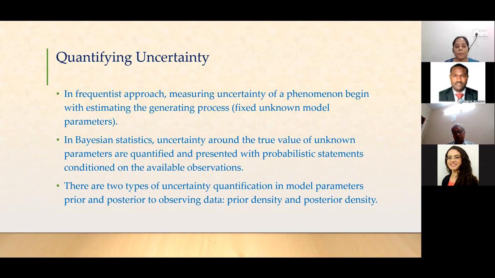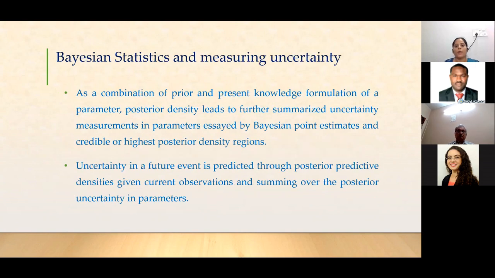as the model parameters. In Bayesian statistics, the data, the observed facts around the uncertainty of the phenomenon, are fixed. The uncertainty lies around the true value of the unknown parameters. The uncertainty is quantified and presented with probabilistic statements conditioned on the available facts. There are two types of uncertainty quantification in Bayesian statistics: prior density and posterior density. The prior density is the quantification of prior knowledge or judgment around the uncertainty of the parameter, whereas the posterior density is a combination of prior and present knowledge about a parameter.